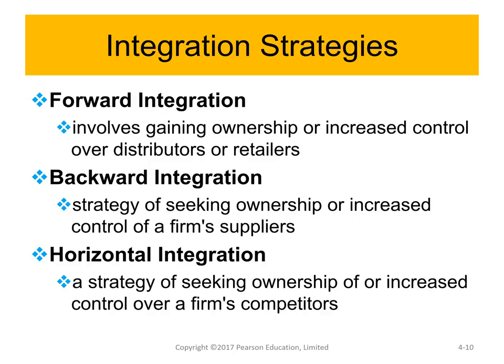Now, some of the strategies that I provided in the listing earlier include forward integration, which involves gaining ownership or increasing control over distributors or retailers. So you are looking at the supply chain. Backward integration is the strategy of seeking ownership or increased control of a firm's own suppliers. Horizontal integration deals with seeking ownership or increasing control over the firm's competitors.